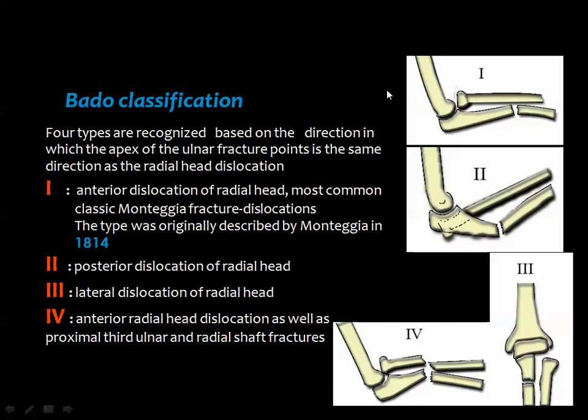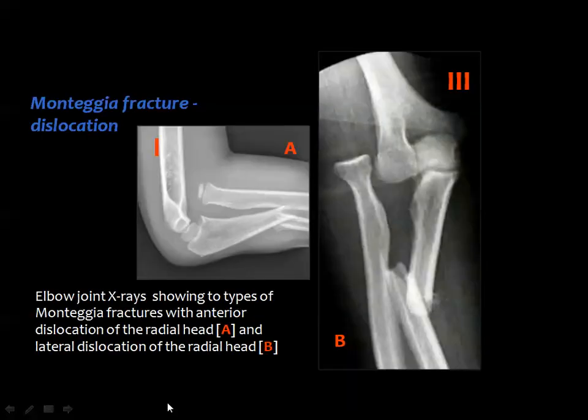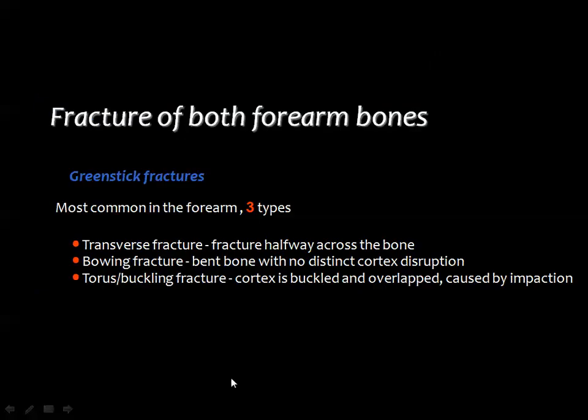If the radial head is displaced anteriorly and the radius is fractured as well, this means that there are fractures of both forearm bones with radial head displacement anteriorly, and this is type 4. And this is classic type 1 Monteggia fracture. The ulna is involved and the radial head is displaced anteriorly. And this is type 3 Monteggia fracture with involvement of the ulna and the lateral displacement of the radial head.